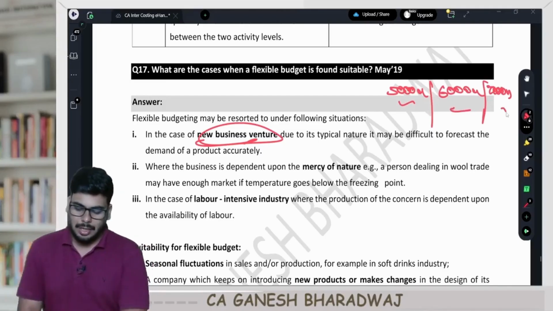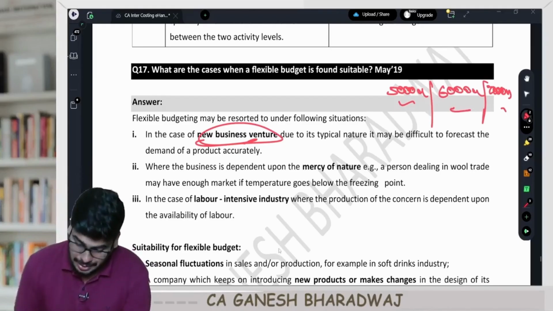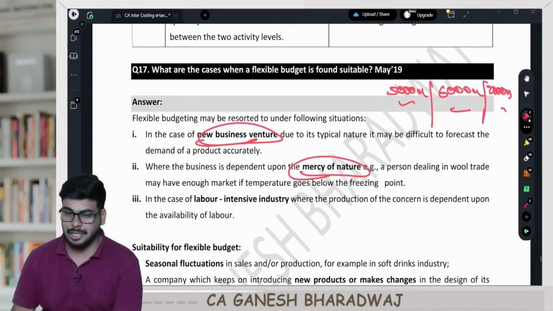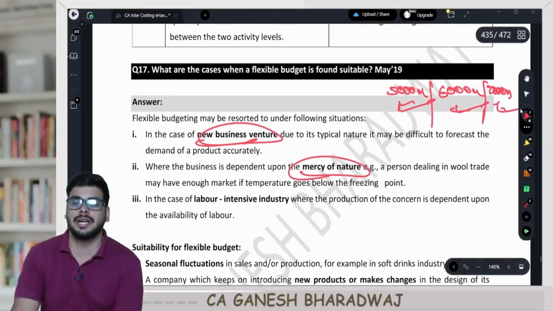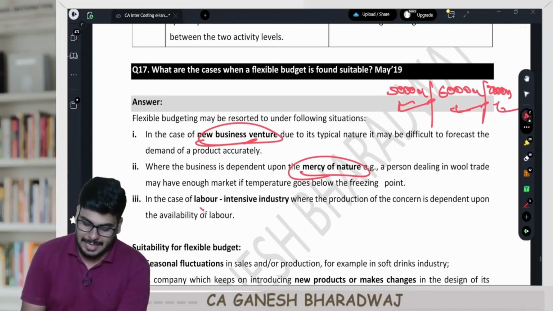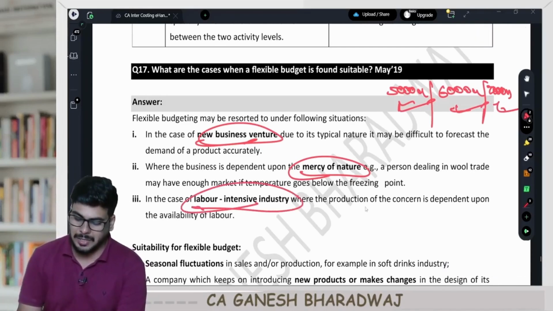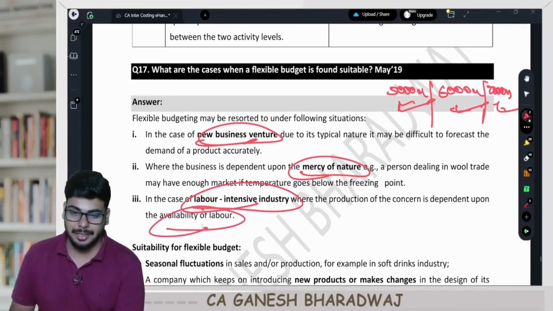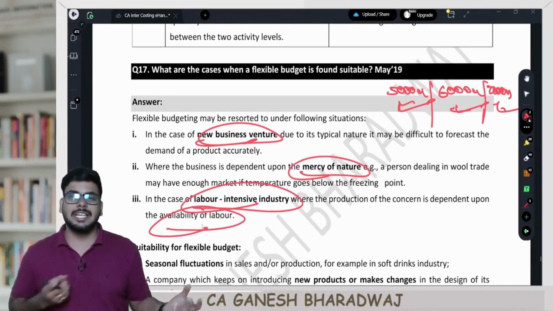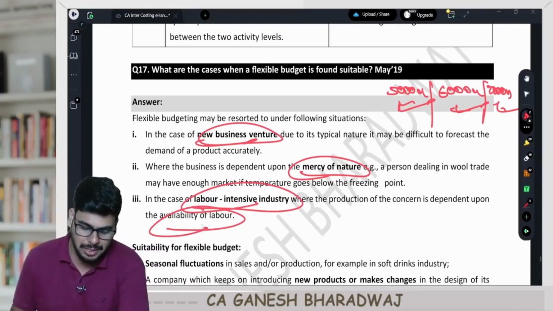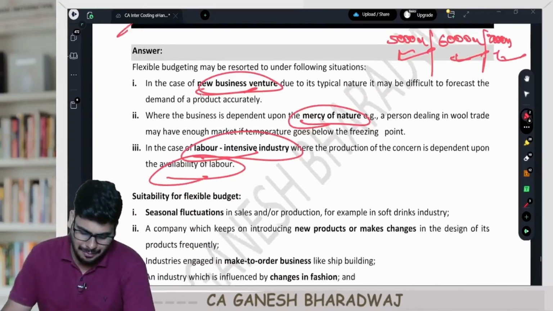Clear with this? And where a business is dependent upon the mercy of nature, for example, agricultural business, again, here I need to have different possibilities, alternatives. For me to have multiple alternatives, I need a flexible budget. Once again, here, labor-intensive industries where the production of a concerned department depends upon the availability of labor. We all know limiting factors. When I have limiting factors, again I need to be ready for different types of alternatives, for which I need a flexible budget. Clear with this, guys? Just 3 they have mentioned.